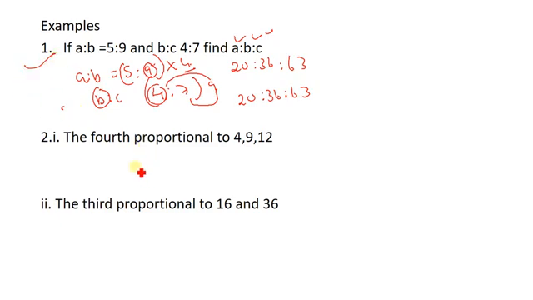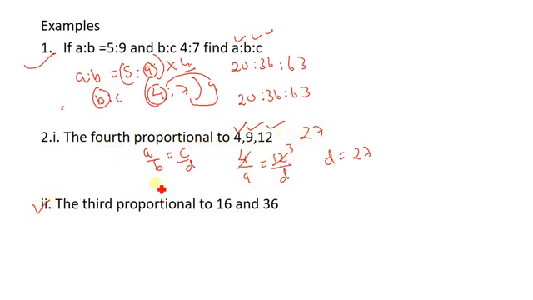Now next one is fourth proportional to 4, 9 and 12. Now we know what is fourth proportional. Fourth proportional is a upon b is equals to c upon d. So in this case, a is 4, b is 9 and c is 12. So we will substitute this in this place. So a will be 4, b will be 9, c will be 12 and d will be d. So d will be 9 into 3, that is 27. Okay, so answer fourth proportional to 4, 9 and 12 is 27.